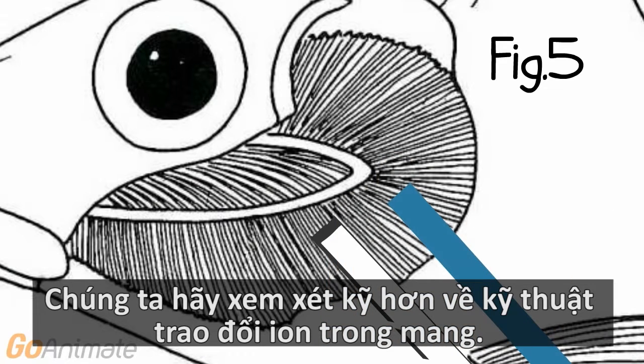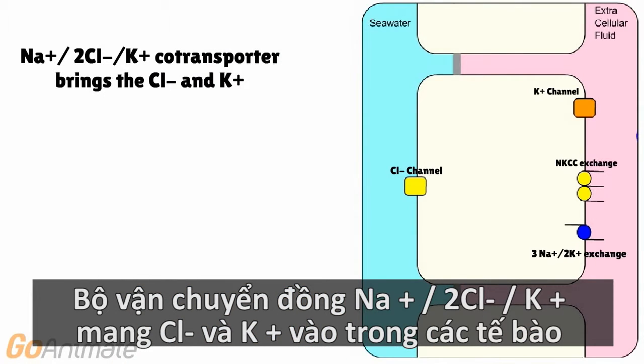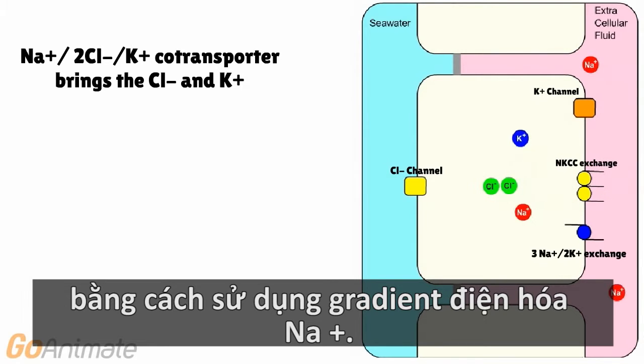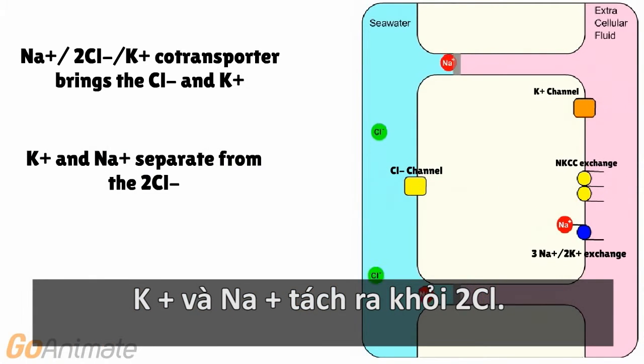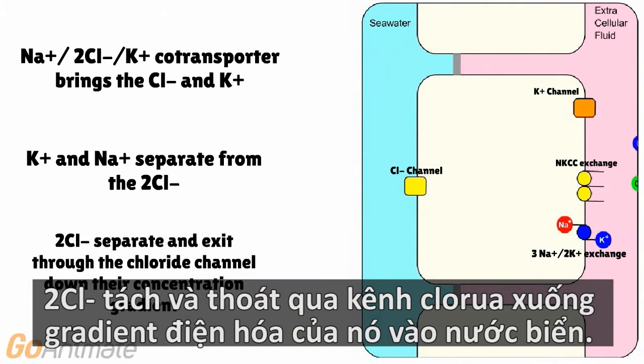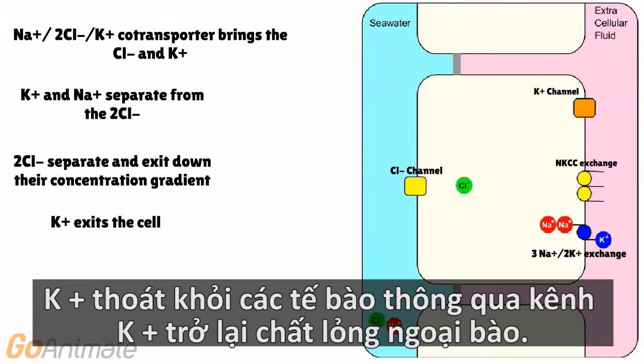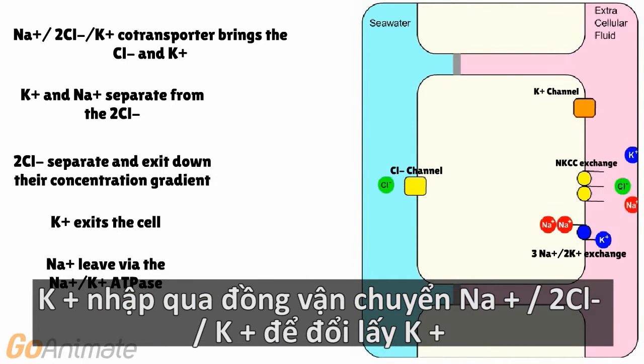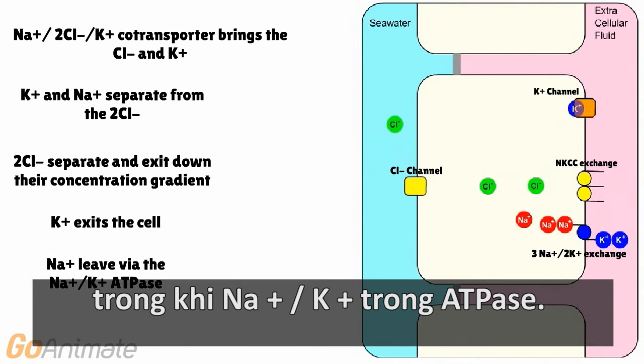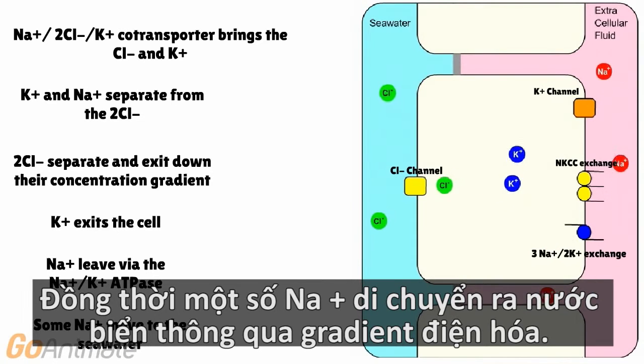So let's take a closer look at the ion exchange mechanism in the gills. The Na+2Cl-K+ cotransporter brings the Cl- and K+ into the cell using the Na+ electrochemical gradient. K+ and Na+ separate from the 2Cl-. 2Cl- then separate and exit the cell through the chloride channel down its electrochemical gradient to the seawater. K+ exits the cell through the K+ channel back to the extracellular fluid. The Na+ that entered through the Na+2Cl-K+ cotransporter leaves in exchange for K+ via the Na+K+ ATPase. At the same time, some Na+ move to the seawater through the electrochemical gradient.